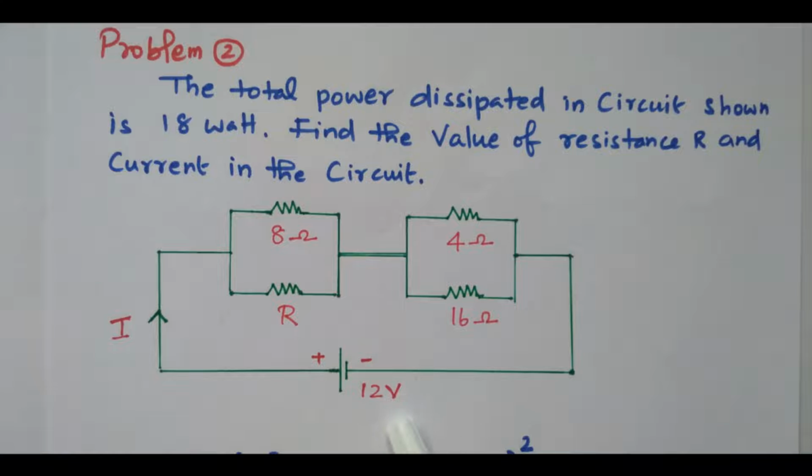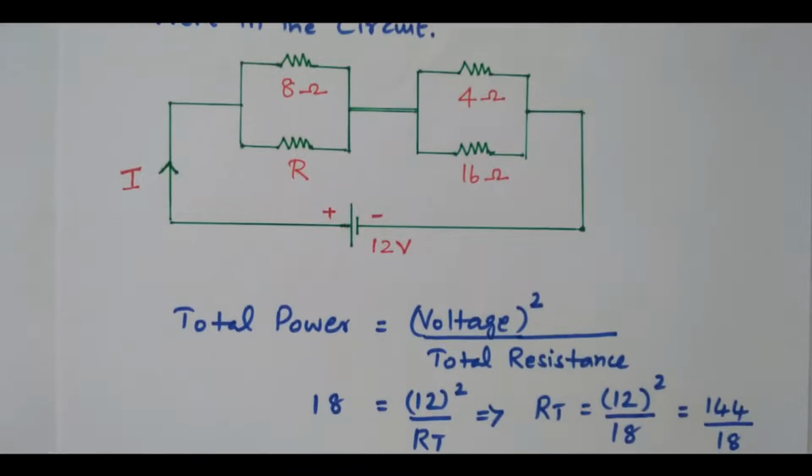So the total voltage is available, three resistor values are available, and one resistor value is not available. So we need to find what this resistor value is and also what the current is. One more value we have: the total power dissipated in the entire circuit is 18 watts. So by using the total power and other terms, we need to find the total resistance and the total current.